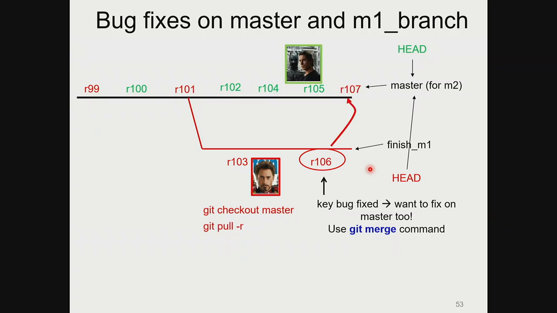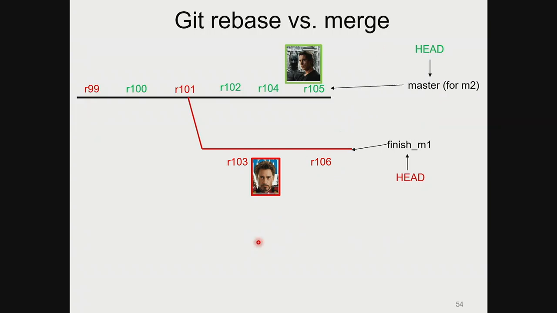and then we do a git pull -r, to get all of Bruce's changes, and then we do a git merge. Git merge basically will merge R106 with R107. Okay, and we specify the branch name.